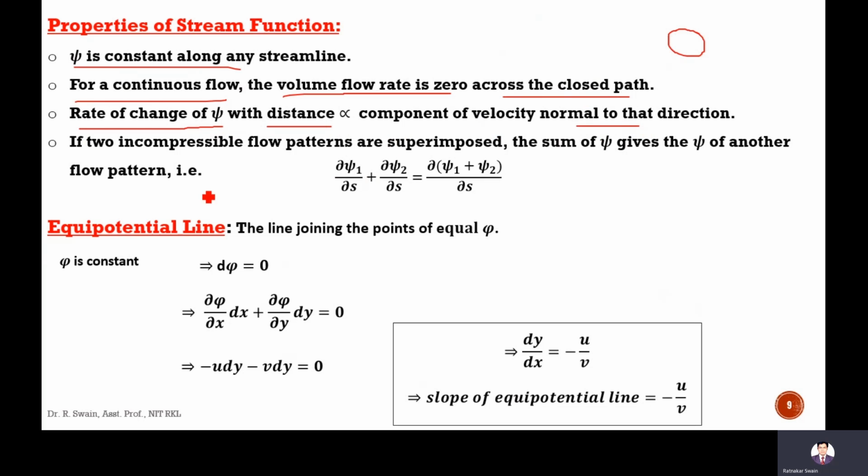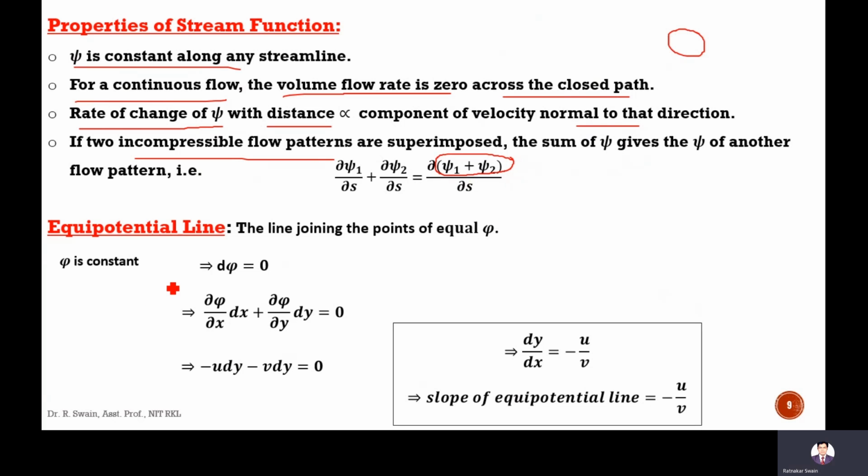That we discussed already. If two incompressible flow patterns are superimposed, let's say psi 1 and psi 2 stream functions, then the resulting stream function is the sum of psi 1 and psi 2. The sum of psi gives the psi of another flow pattern.